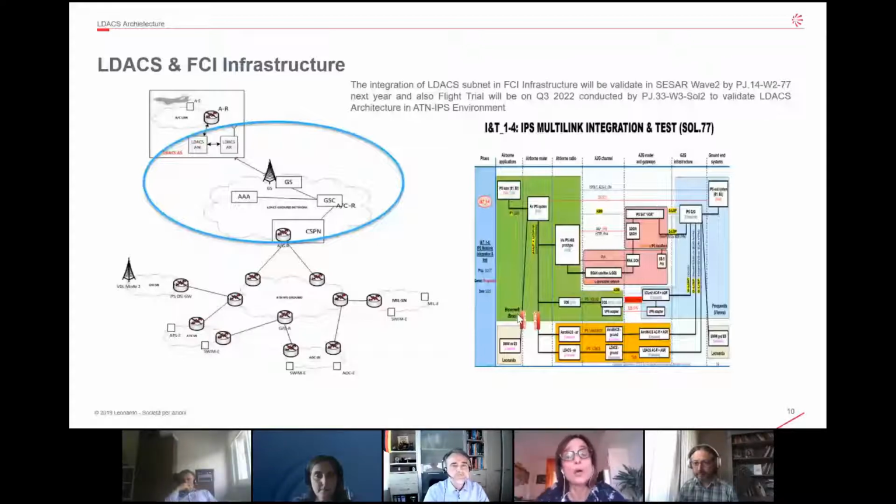And there will also be a flight trial planned for the Q3 of next year, conducted by PJ33 Wave 2 Solution 2, that will validate the LDACS architecture in an ATN/IPS environment. So the LDACS architecture is not only defined during this SESAR phase program, but also validated in laboratory and in flight trial.